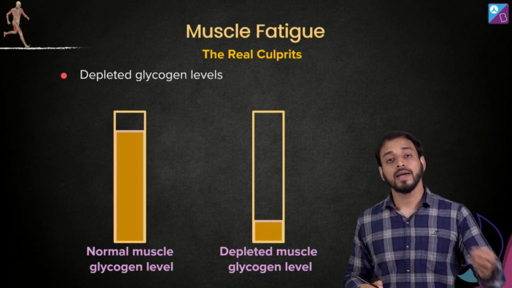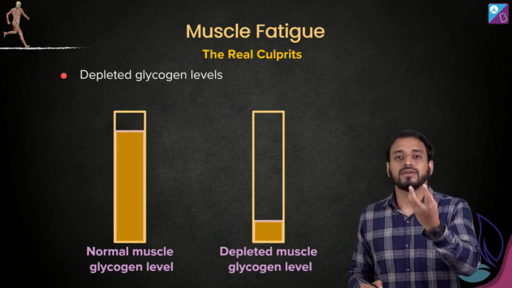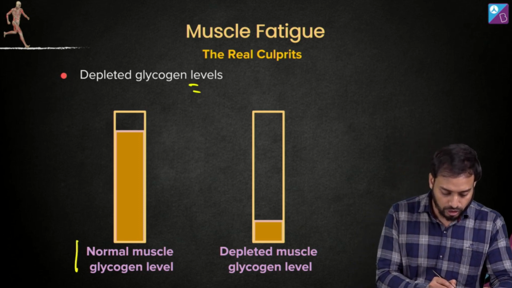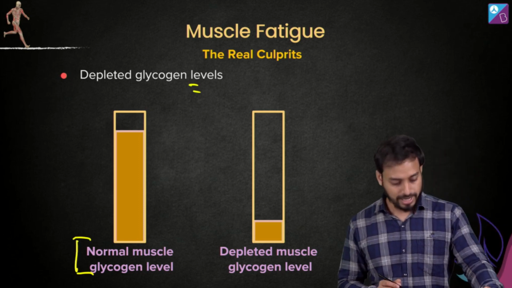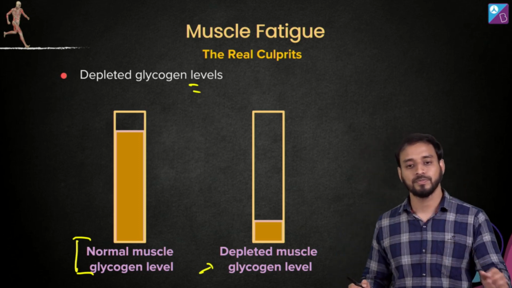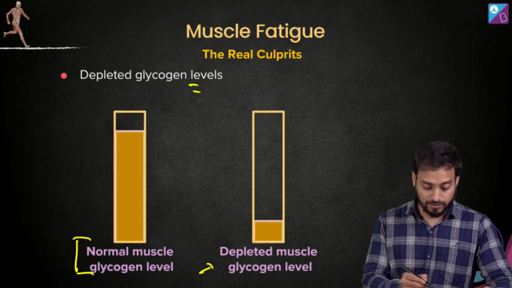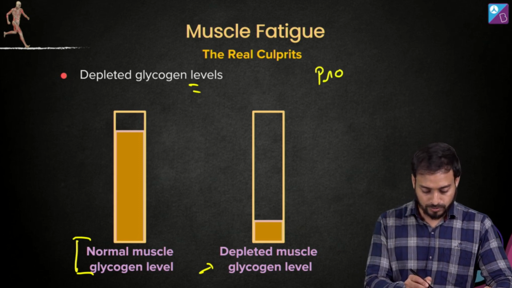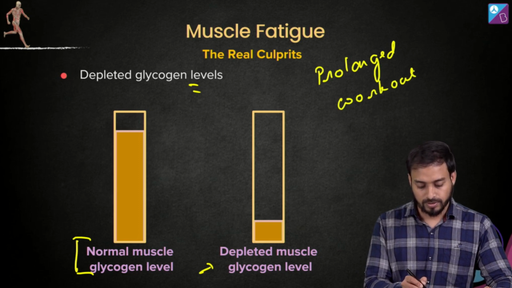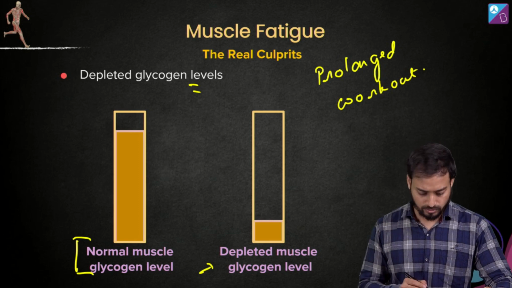इसका मतलब क्या है? बॉडी में ग्लाइकोजन का लेवल कम हो गया. सो डिप्लीटेड ग्लाइकोजन लेवल्स इन योर बॉडी. दिस इज द नॉर्मल कंडीशन. ओके, एंड दिस इज द डिप्लीटेड मसल ग्लाइकोजन लेवल. फाइन. व्हेन इट इज हैपनिंग आफ्टर प्रोलॉन्ग्ड एक्सरसाइज. ओके, वर्कआउट. Exercise, workout, when you're doing a lot of work.